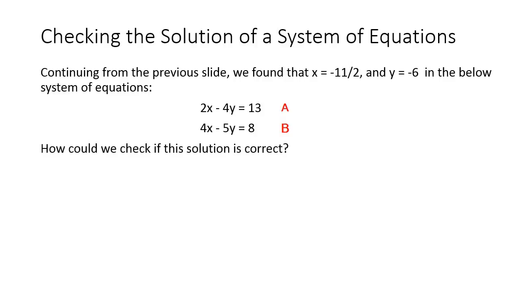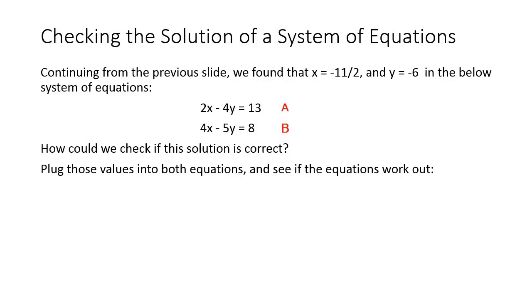So continuing from the last example there, how can we check if this solution is correct? Our x equals negative 11 over 2 and y equals negative 6. Well, we can plug those values into both equations, as I've mentioned before, and see if the equations work out. So let's look at equation A first. We'll plug in x equals negative 11 over 2 and y equals negative 6 there on the left-hand side.